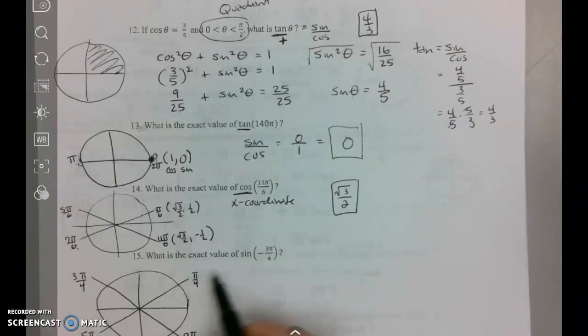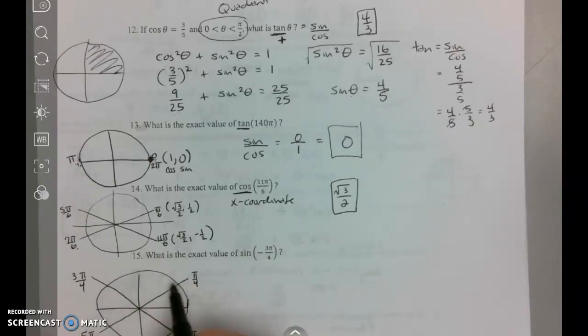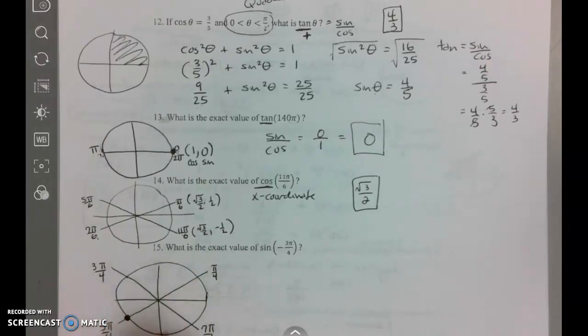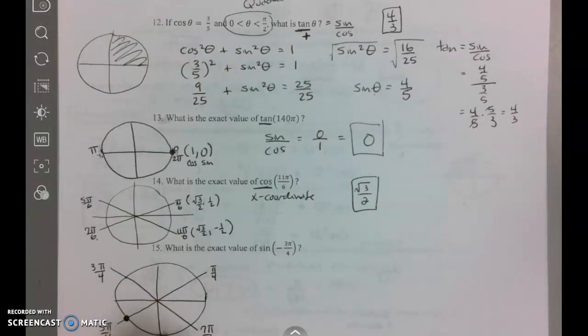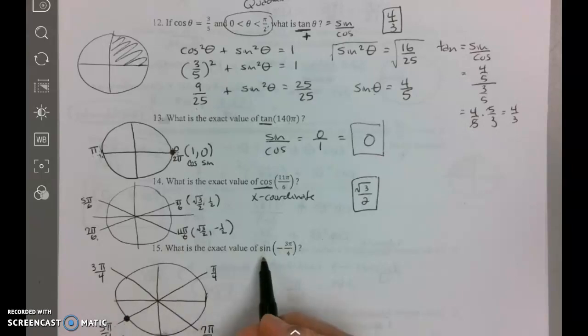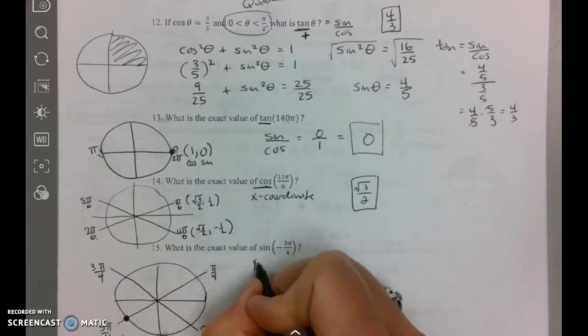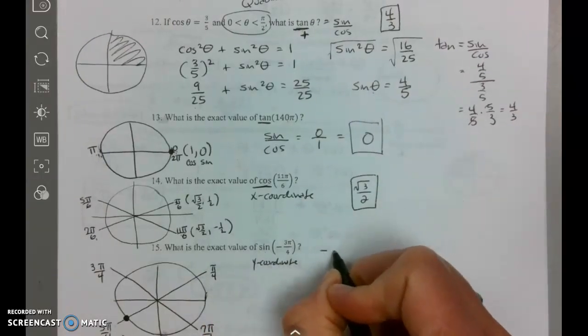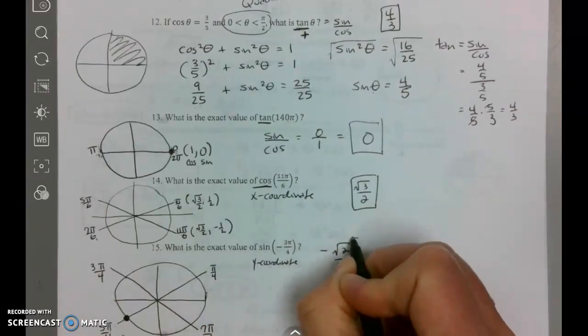Well, 3/4 pi is here, which means negative 3/4 pi is here. So this is what I'm looking at. I know my ordered pair is negative square root of 2 over 2, negative square root of 2 over 2, because this is my negative quadrant, and therefore the sine, which is the y-coordinate, is negative the square root of 2 over 2.